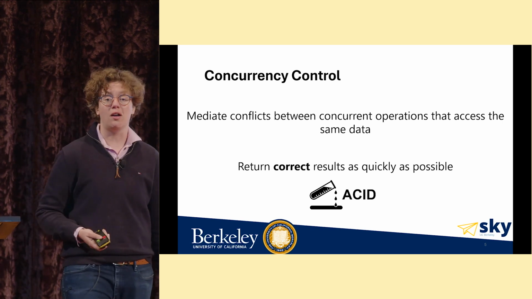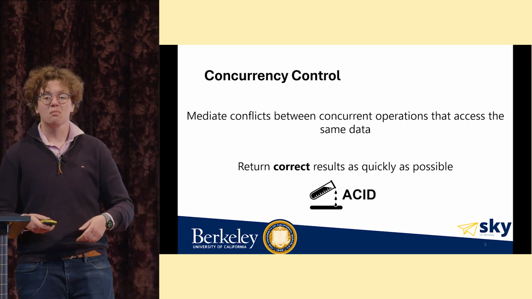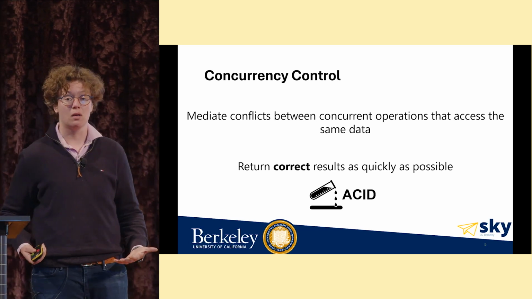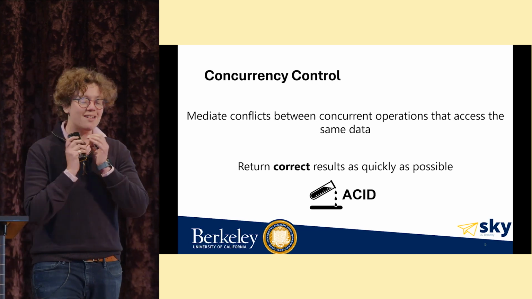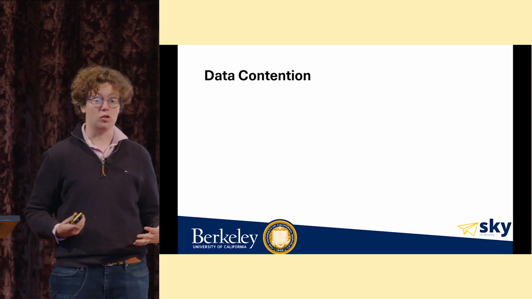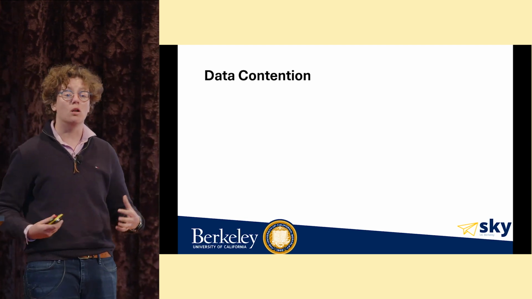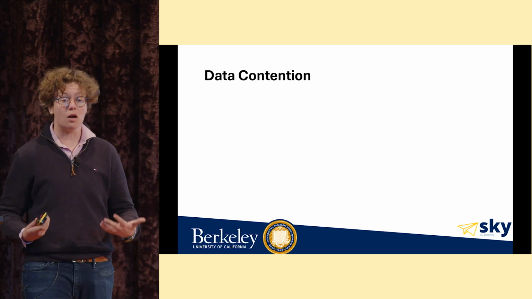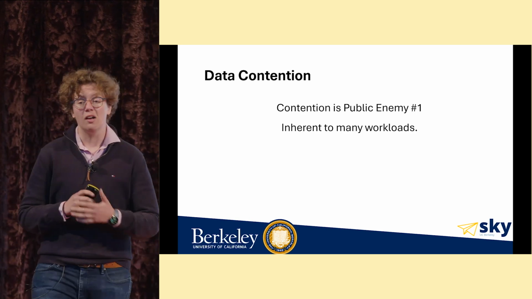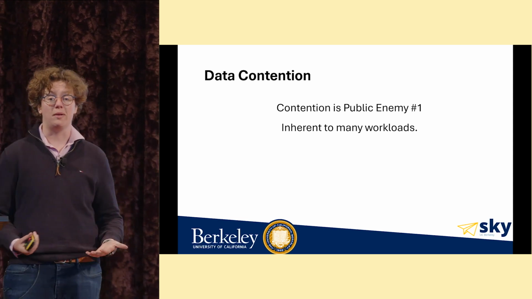Because if I tell you that I'm going to mediate conflict by having a nice cup of tea, taking a while to think about it, and then returning, you're not going to be very happy. So there's been a large amount of research on improving concurrency control. And the key thing that people work on, the public enemy number one when it comes to designing concurrency control, is data contention.